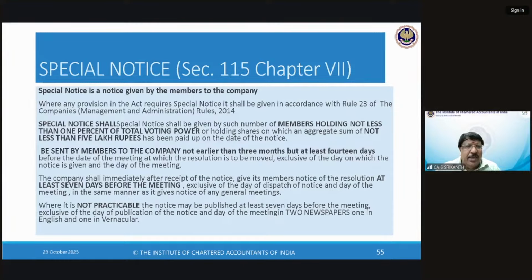Immediately you call up B, C, D and all. Hey, how many shares are we having? Okay, 1 lakh shares. We are having 1,500 shares now. No problem. We are eligible. Come on, send a special notice. So they will address it to the company.